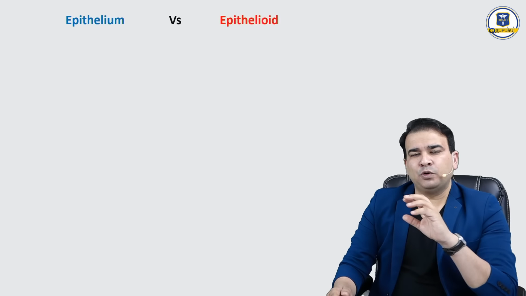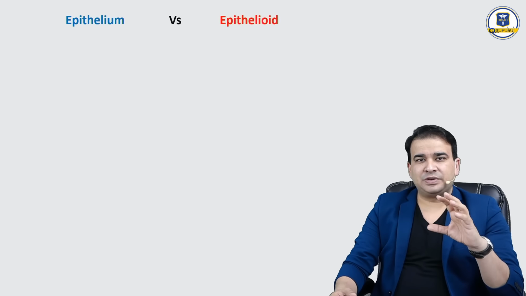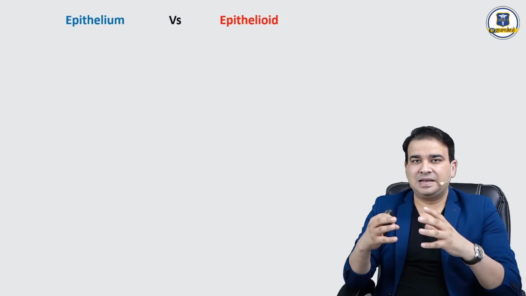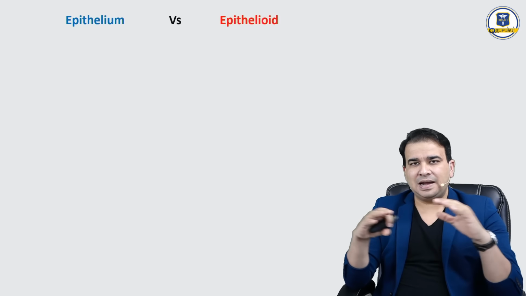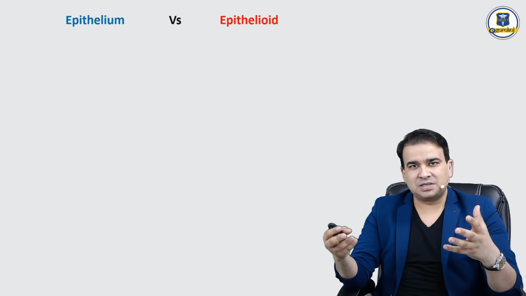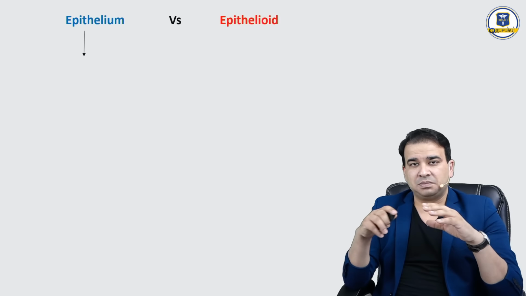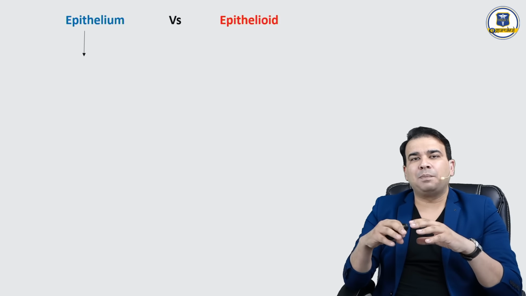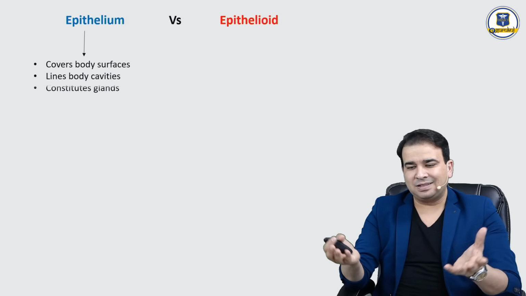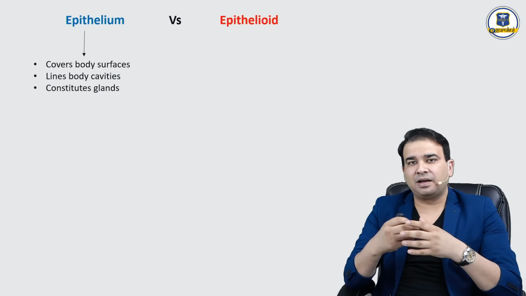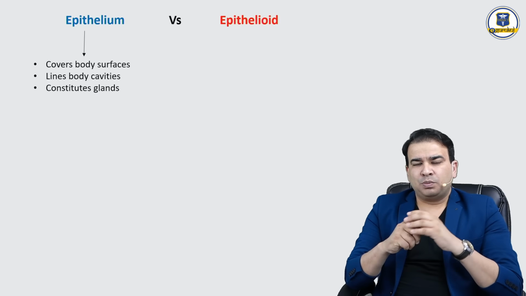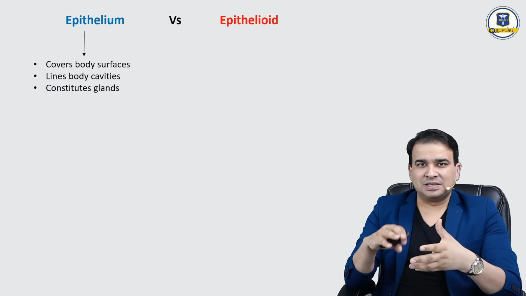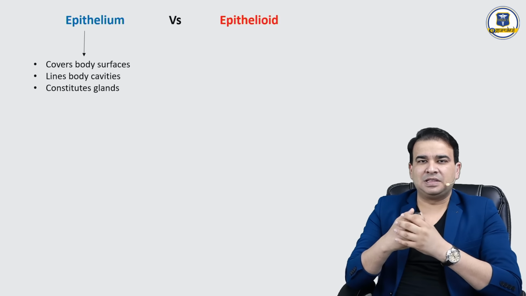Before we start with the epithelium, we need to know the difference between epithelium and epithelioid. When you say epithelium, it is the cell layer covering the outer body surface, or covering an internal organ, or forming a part of a gland. You can see it in the thyroid gland, we have a lining, or any other gland. So the lining of any structure, whether outside or inside, is what we call epithelium.